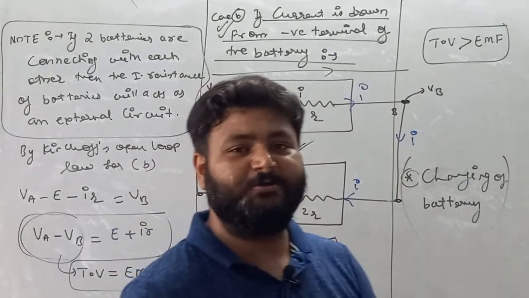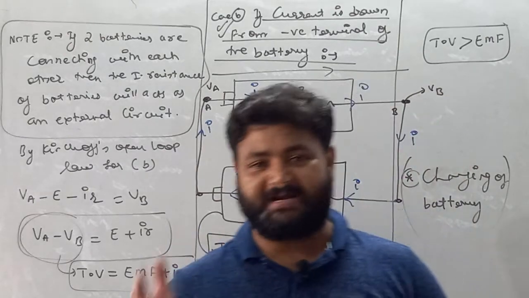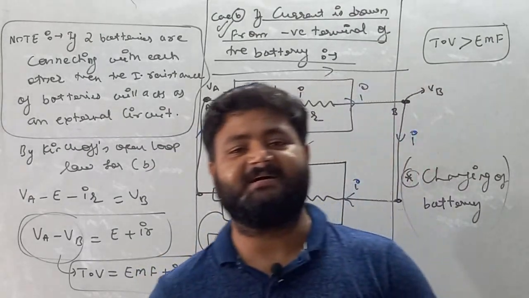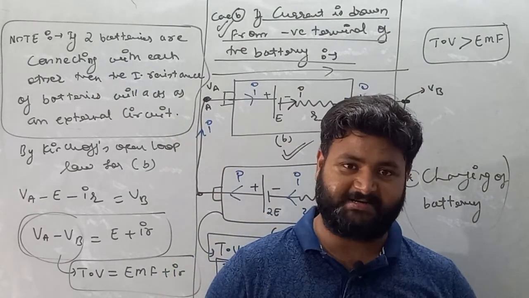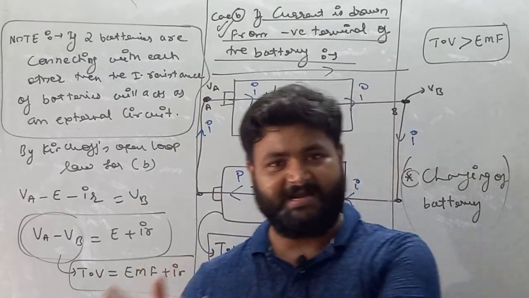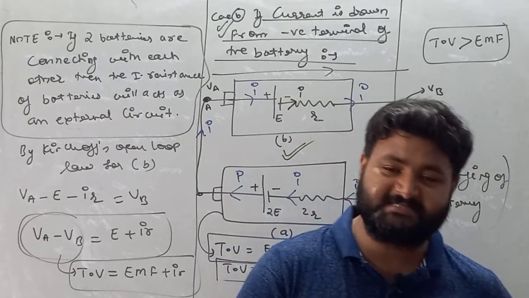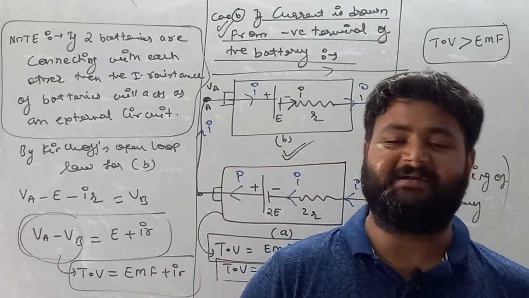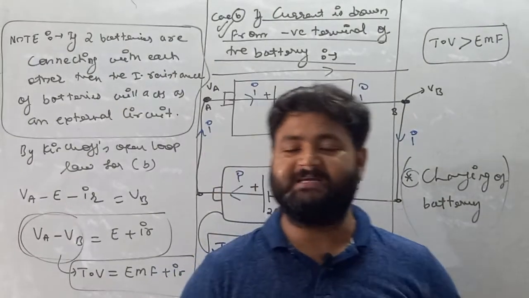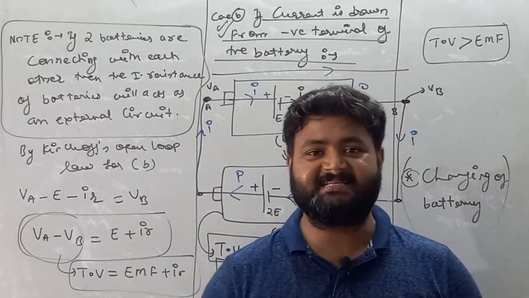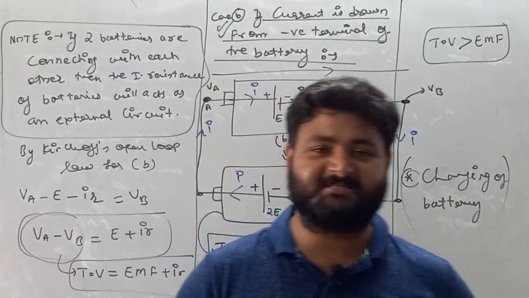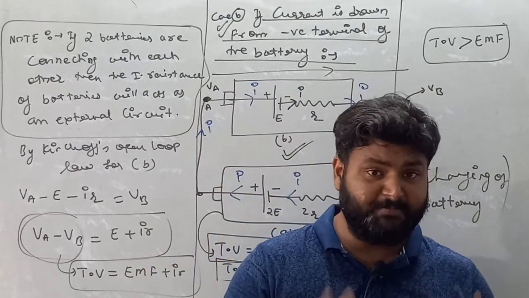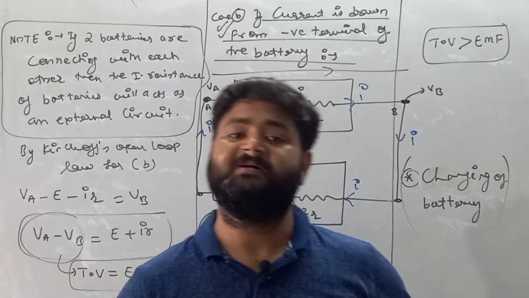So I hope you all understand what a practical battery actually is and how we can calculate the potential difference across the ends of a practical battery, that is EMF and terminal voltage, when current is drawn from the battery and when current is not drawn from the battery. So, my dear student, for today's lecture, that's it. In the next lecture, we'll discuss the next topic: combination of batteries, similar to combination of resistors.